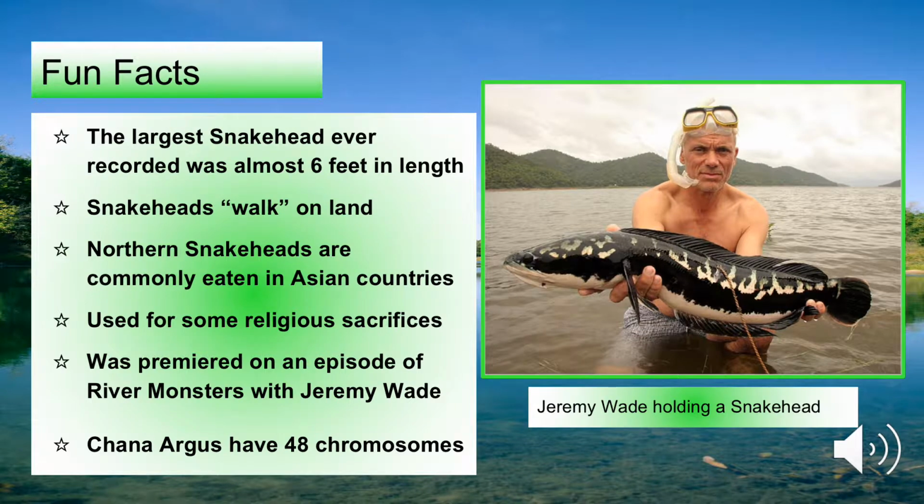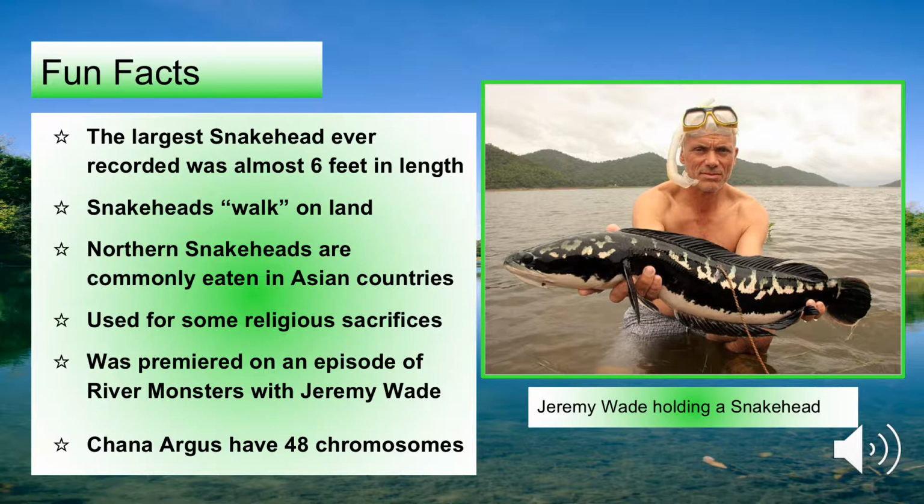So now we have some fun facts about the northern snakehead. The largest snakehead recorded was almost 6 feet in length. Snakeheads are able to quote-unquote walk on land, and they do this by wallowing out of the water and onto the land. When people first saw them doing this, they believed that they were truly able to walk across the land, when in fact they were just slithering their bodies out of the water and over rough terrain such as rock, grass, and dirt to get into the next section of water.